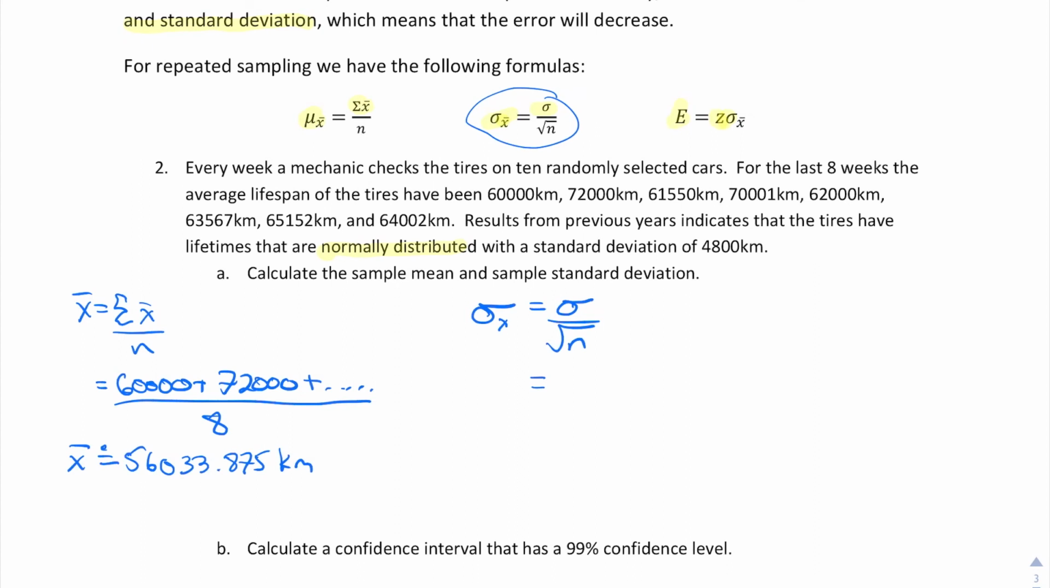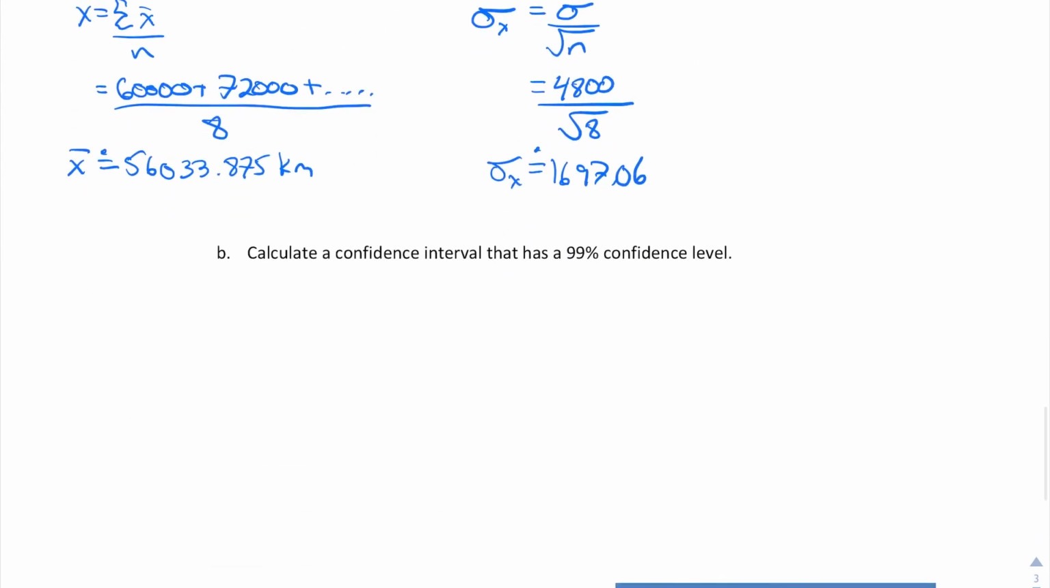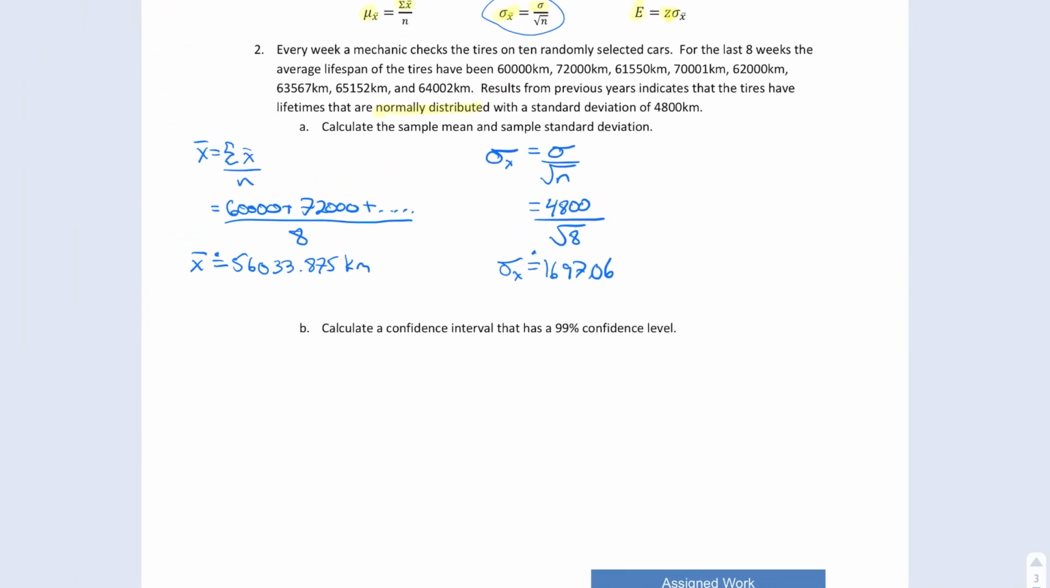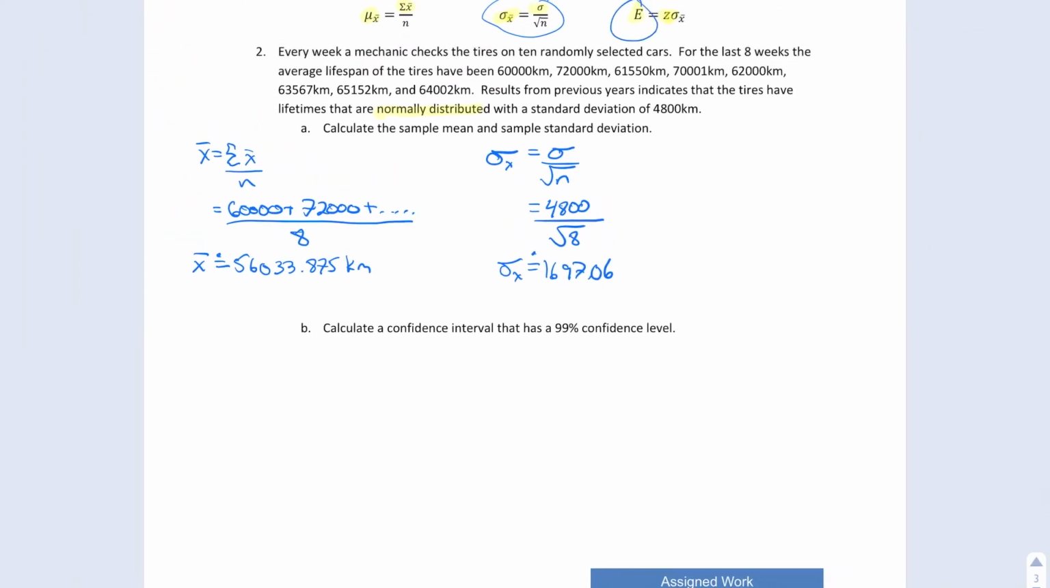And standard deviation is a bit easier. So this is this formula here. We take the given standard deviation and we divide by the square root of the number. And so given standard deviation is 4,800. We have 8 in our sample. So if we punch that in, get approximately 1,697.06. So that gives us things that we can work with in terms of calculating the confidence interval.